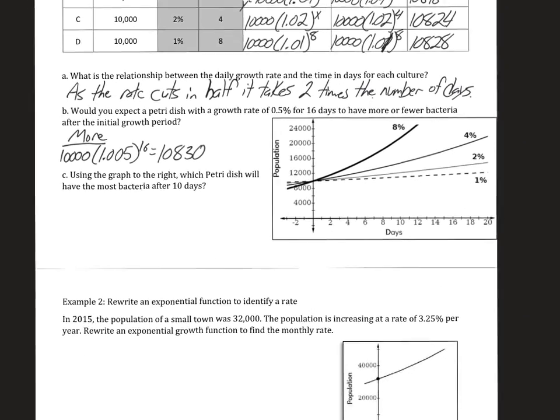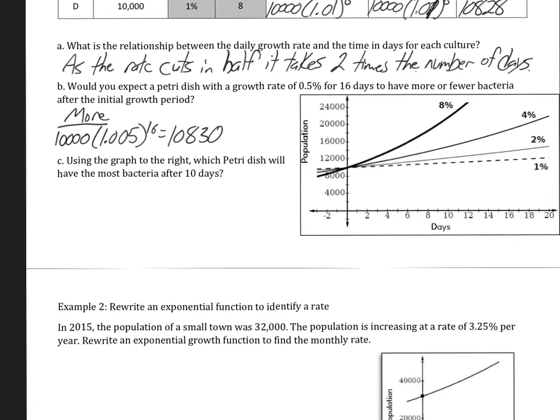Okay, so using the graph to the right, which petri dish will have the most bacteria after 10 days? So I'm just going to look at this. I'm going over to 10 days. I'm going to draw a dashed line. Which one has the highest growth rate? 8%. So 8% will have the biggest growth rate. I'm going to go ahead and end this video and we will do the last problem on the next one.